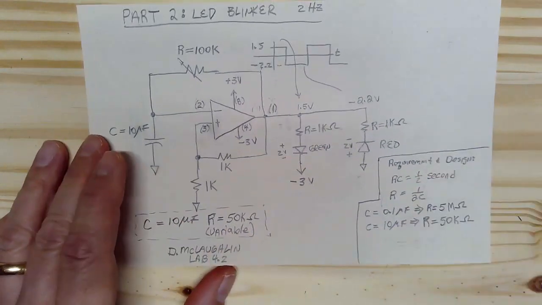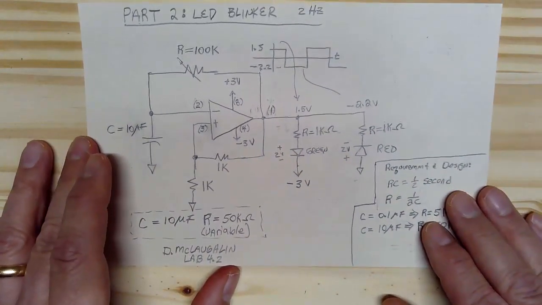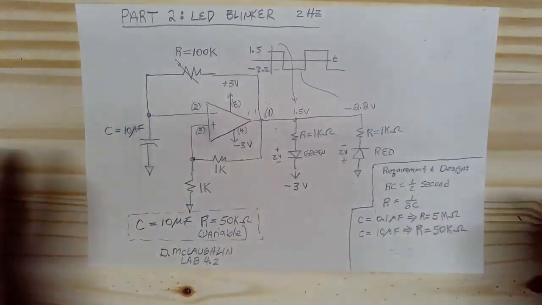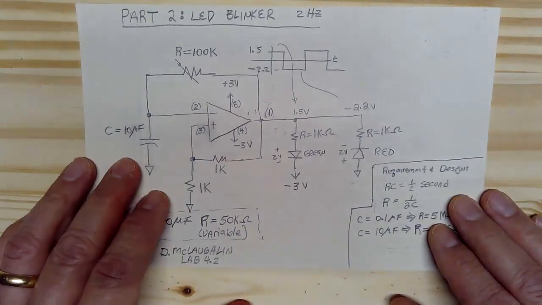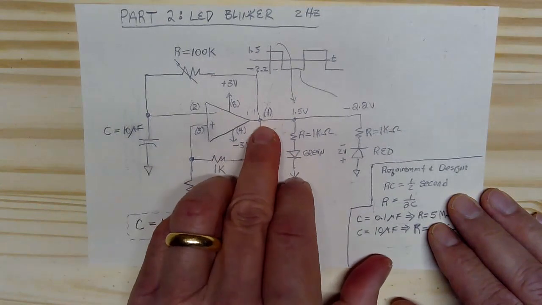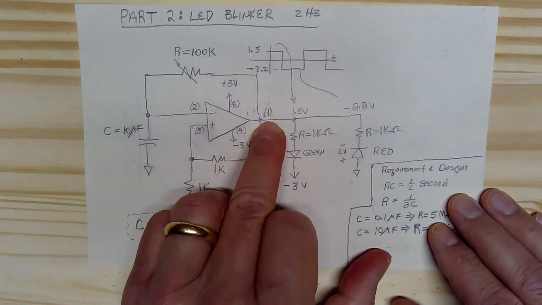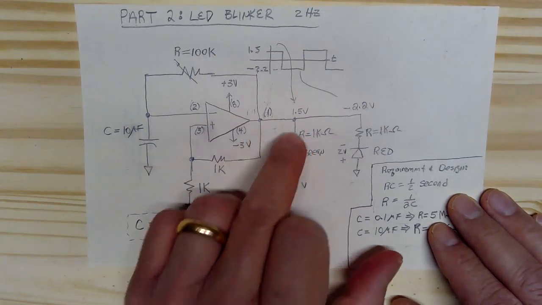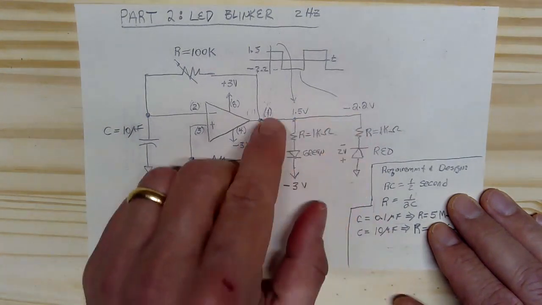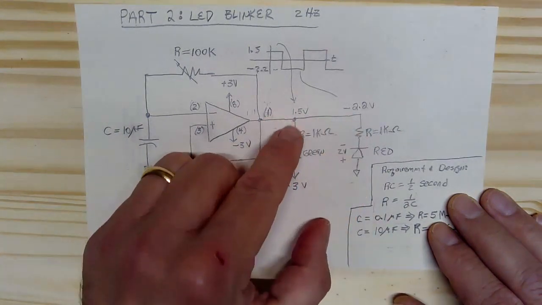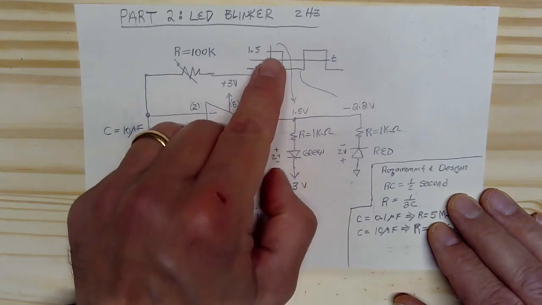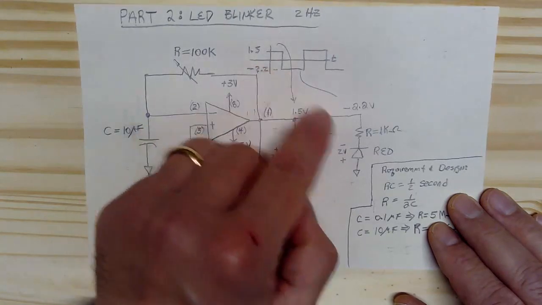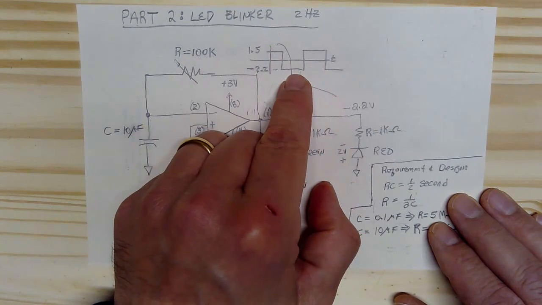Okay, so I'm going to go and start to build that. And what we're going to find, well, I'll just go ahead and build it, and then you'll see what the issue is. We're going to take the output and connect that through resistors to an LED, another resistor, and an LED. And the idea is let's say we want the green one to be glowing when the output is positive, and we want the red one to glow when the output is negative.